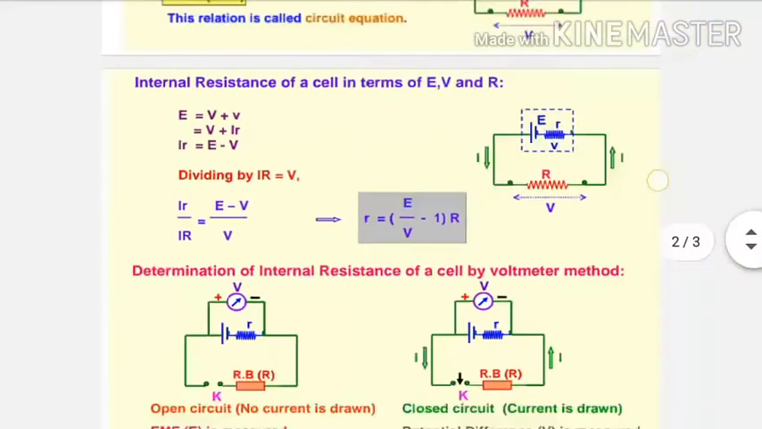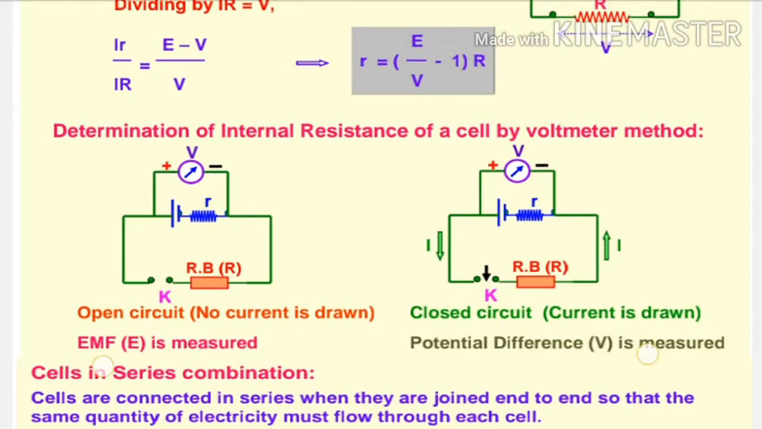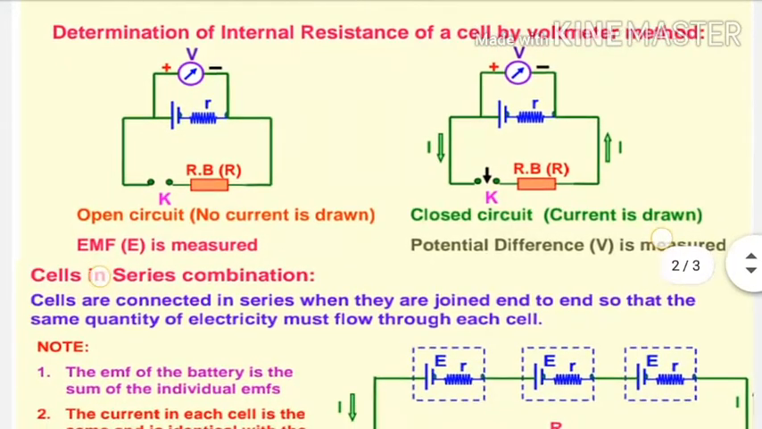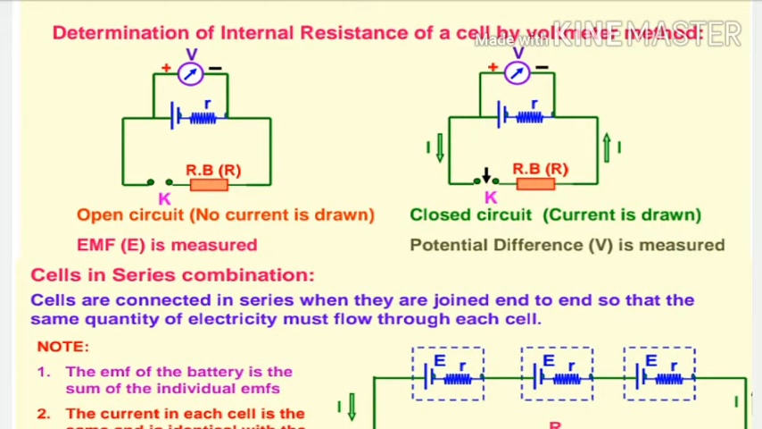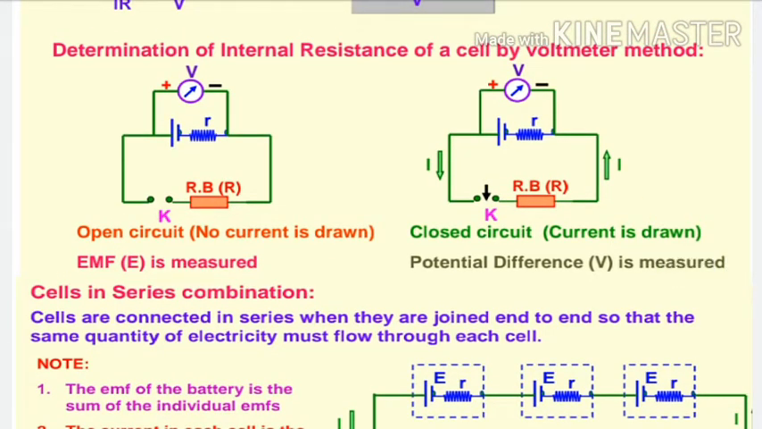Now if we talk about the determination of internal resistance of a cell by the voltmeter method, here are two different circuits which help us find the internal resistance of a cell. The first circuit is an open circuit and the second is a closed circuit. When the circuit is open, no current is drawn from the cell, and when the circuit is closed, a current is drawn through the external resistor.